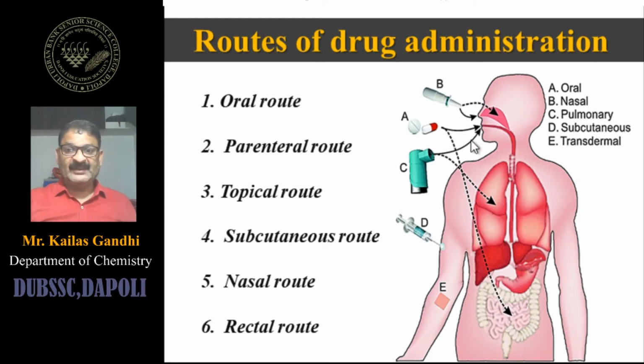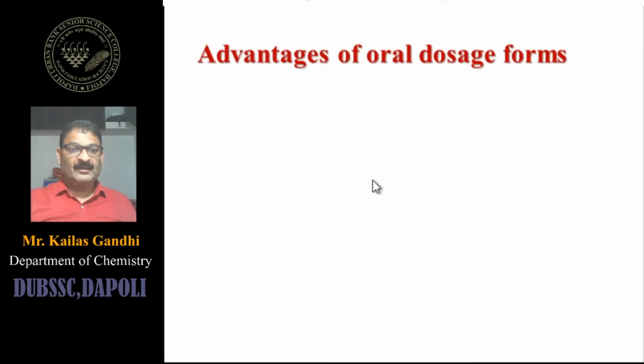So here you can see the nasal route, then this one is A, which is nothing but the tablets given by the oral route. Then the inhaler, which is useful for the nasal route, and next one is the subcutaneous route and the transdermal route. Okay, so we are not discussing the transdermal route here. We are moving towards the next point, which is nothing but the advantages of oral dosage form.